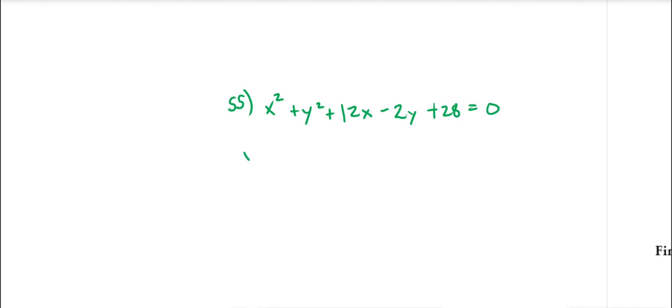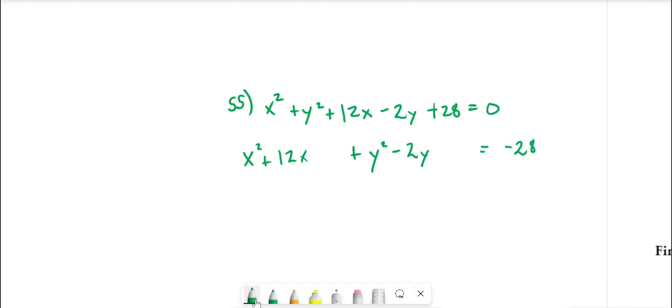So let's write these as our x terms first. We have an x squared, we have a 12x, and leave yourself a little blank. And then we're going to want a y squared minus 2y. And let's leave another blank and bring our 28 to the other side.